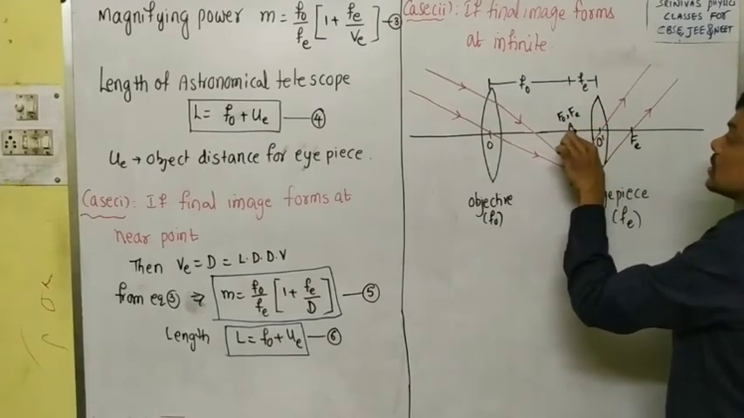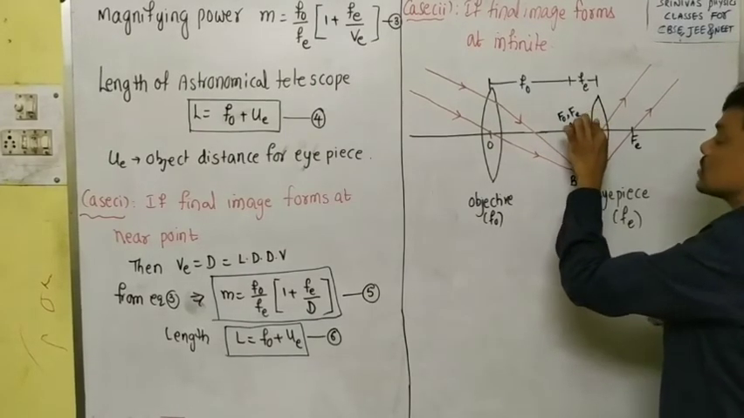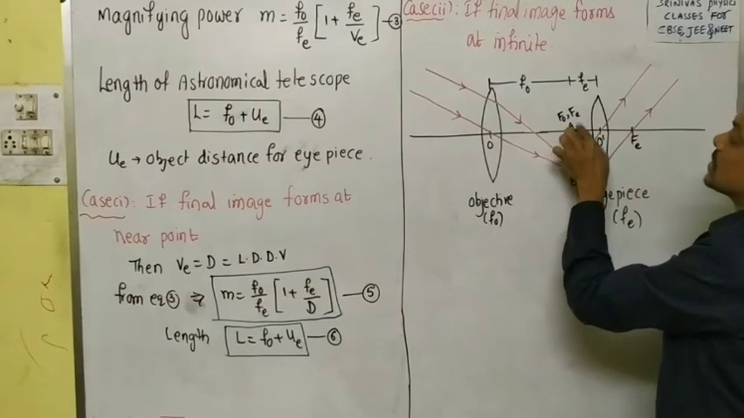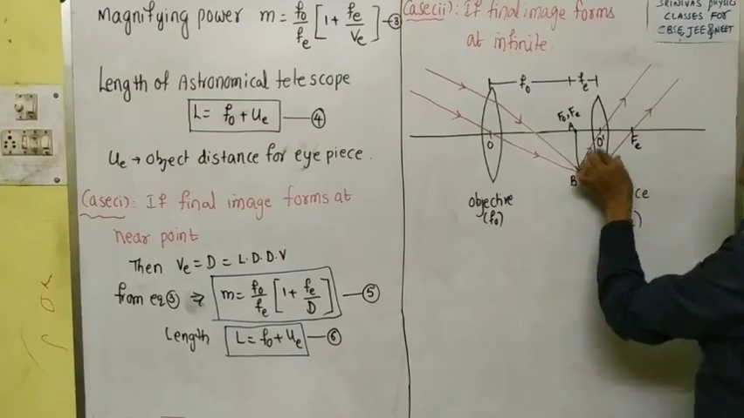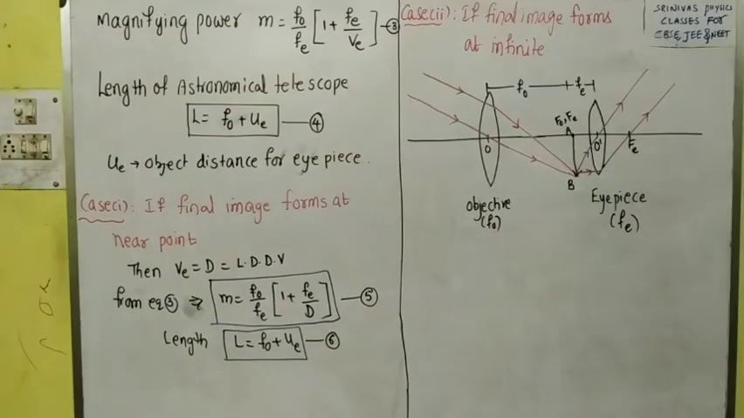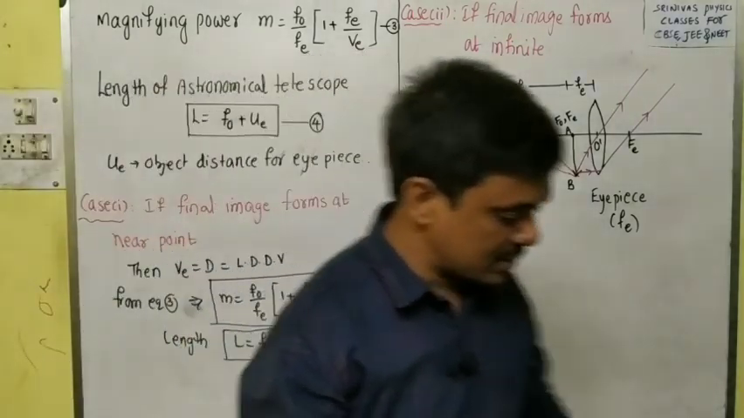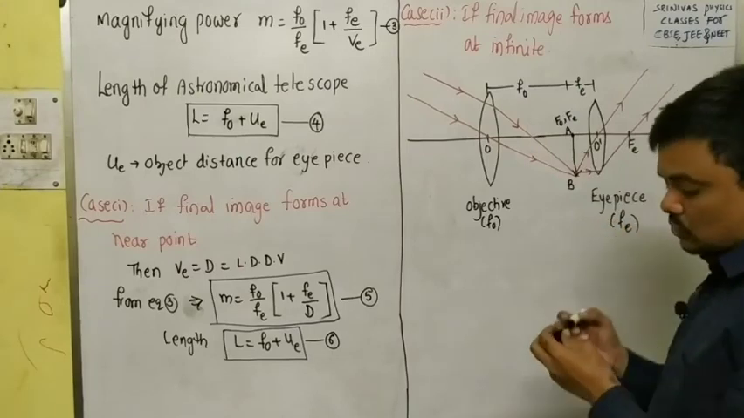Then this is the object for the eyepiece. This object should be at the principal focus of the eyepiece. If it is at the principal focus of the eyepiece, its distance should be equal to the focal length. Then the image will go up to infinite distance here. This is the ray diagram when the final image forms at infinity. Now let us see what the object distance and the image distance are for the eyepiece.